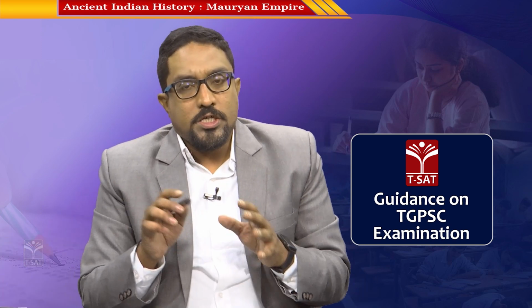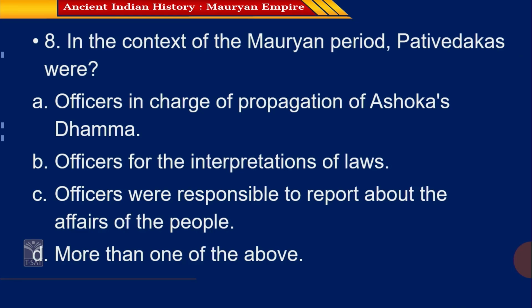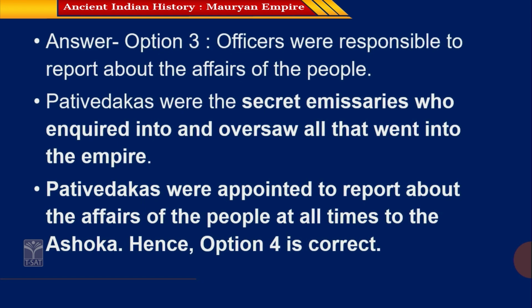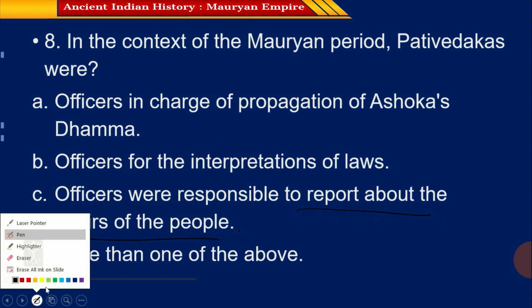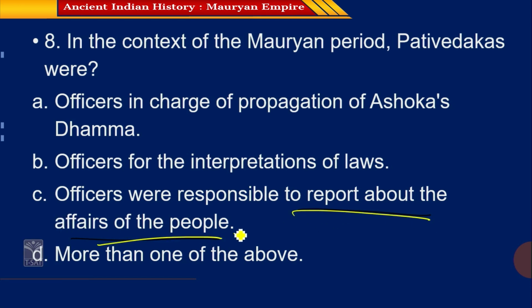Last question, guys. In the context of the Mauryan period, Pativedakas were, this is a terminology and previous year question: officers in charge of propagation of Ashoka's Dhamma, officers for the interpretation of laws, officers responsible to report the affairs of the people, more than one of the above. The answer is that Pativedakas were basically a type of intelligence officers or secret emissaries. They were responsible to report about the affairs of the people on a regular basis to the king.